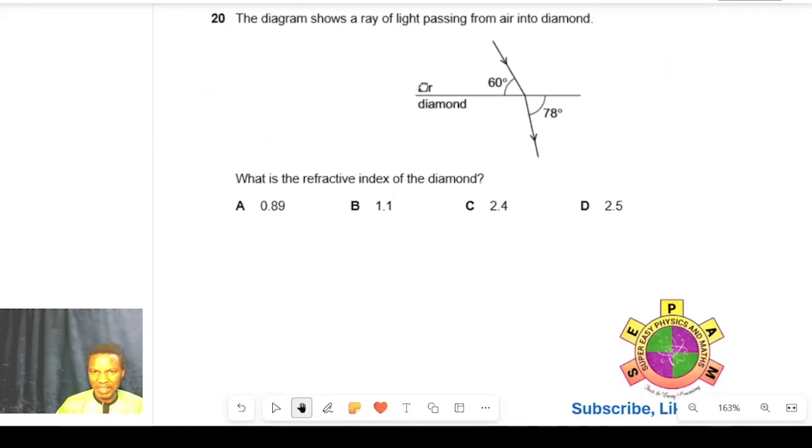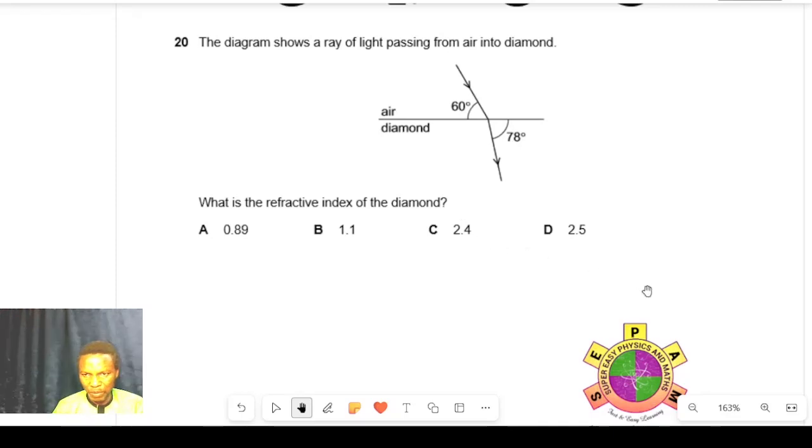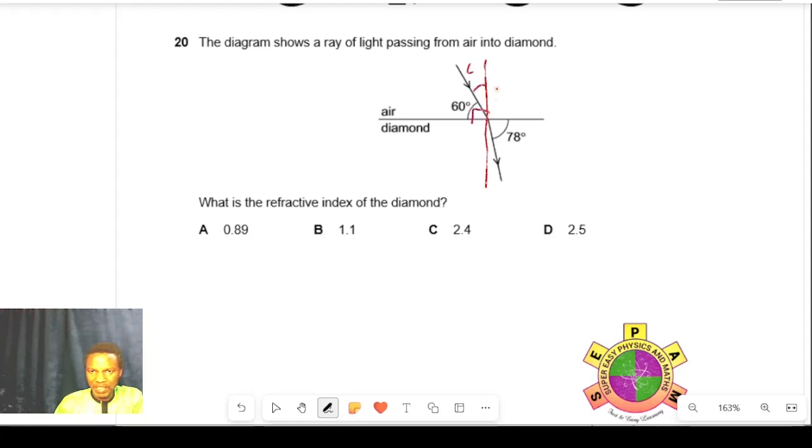Okay, so this last one here to end the first 20 questions. Now, in this very particular diagram, one thing I want you to know is that the angle is always measured from the normal. So you measure from the normal. What is the angle of incidence i? From here to here is 90 degrees, so i is going to be 90 take away 60, which is 30 degrees.